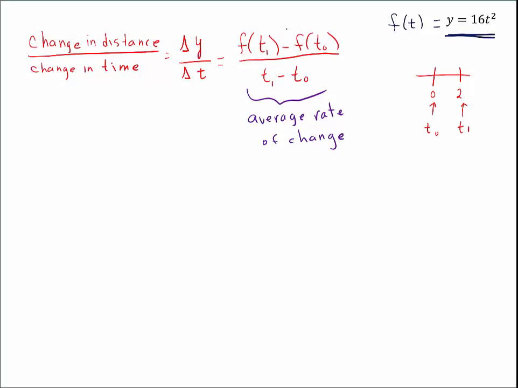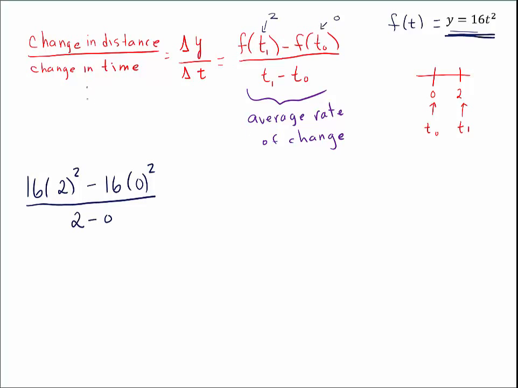So I'm going to plug in my t sub 1, which is going to be 2, and my t sub 0, which is going to be 0, into my function. So in other words, I have 16 times 2 squared, minus 16 times 0 squared, all divided by my change in time, which is 2 minus 0.